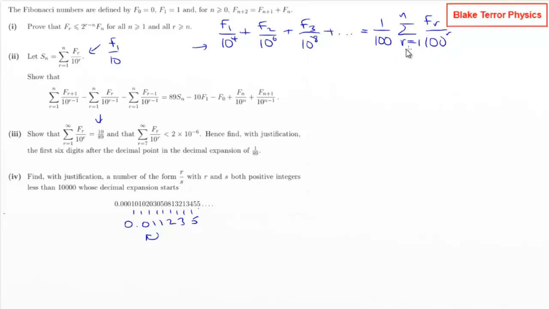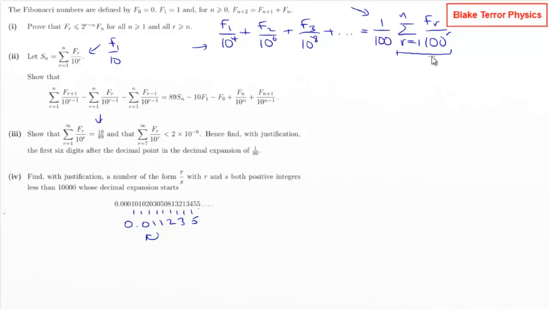Is that the right number of r's? If I had F1, I'd have 10 to the 4 on the bottom, and then I'm going up in 100s. So I go 10 to the 6, 10 to the 8. Right, so we've got a very similar thing there. So I want to work out this all in all. This is what I'm after. This is pretty much identical to what I did in the previous part of the question.